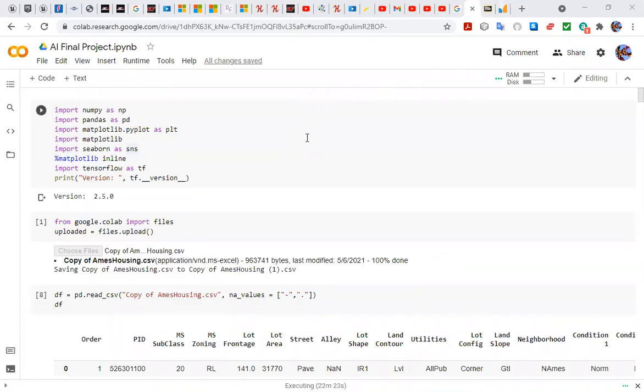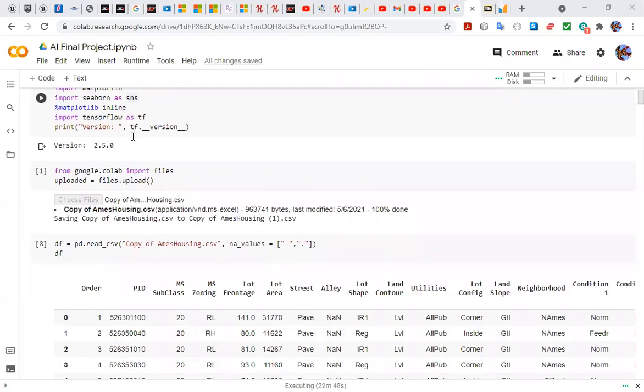This is my AI final project with the analysis of the housing data. So we're using Google Colab to house my project using Python code, and I imported Python libraries such as NumPy, Pandas, Matplotlib as plt, and also Seaborn. I uploaded a copy of the dataset, which is the Ames housing dataset.